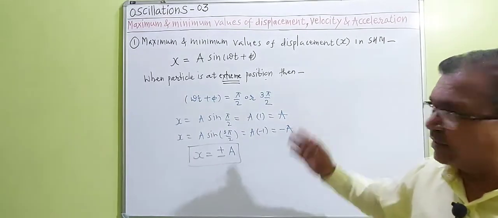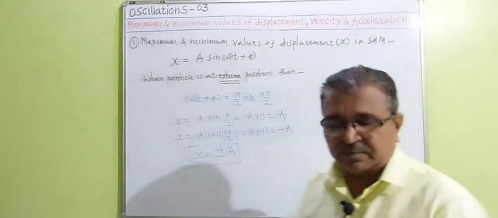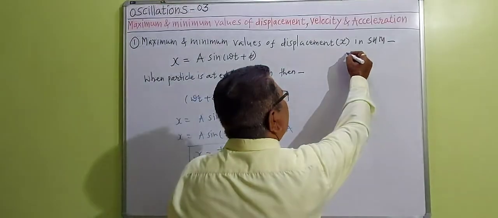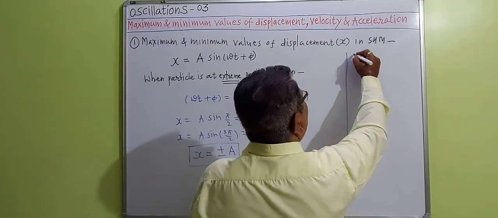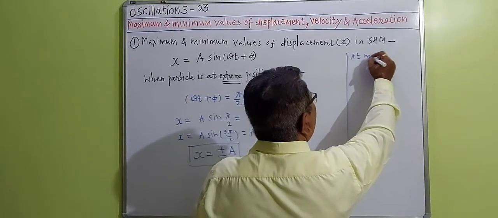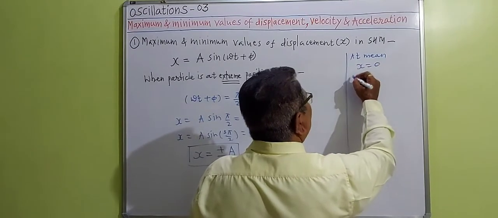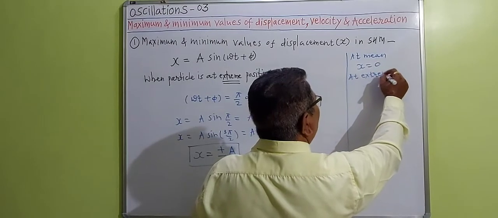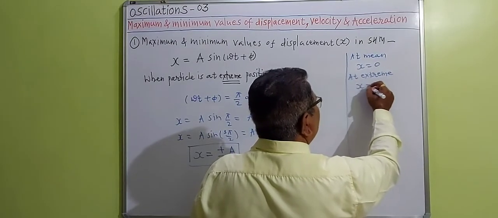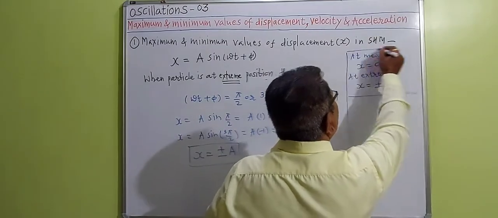Okay. Take a screenshot. In short, we will write here: at mean, x is equal to 0. At extreme, x is equal to plus or minus A. This is all about displacement.